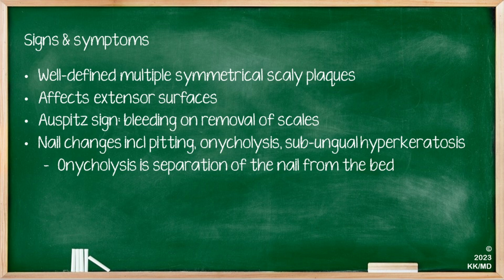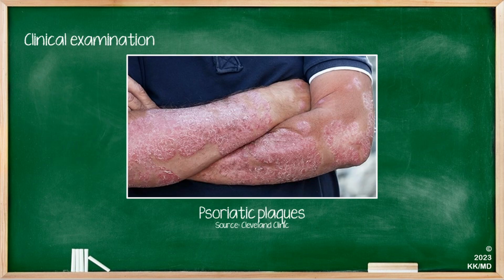Psoriasis is characterized by well-defined multiple symmetrical scaly plaques. They tend to affect the extensor surfaces, and there is a sign known as Auspitz sign, where there is bleeding on removal of the scales. Nail changes can also be a feature in these patients, including pitting, onycholysis, and subungual hyperkeratosis. Onycholysis is the separation of the nail from the bed. And here we can see a picture of someone with psoriatic plaques over the extensor surfaces of their arms.